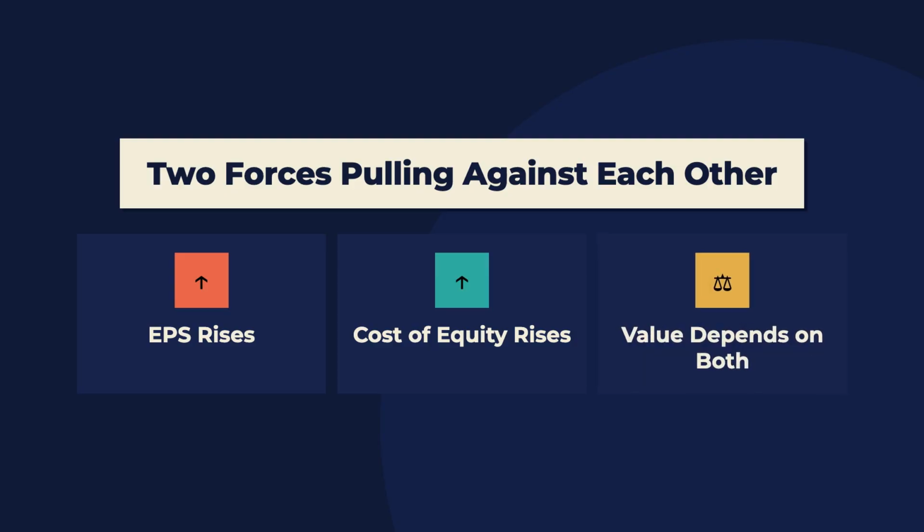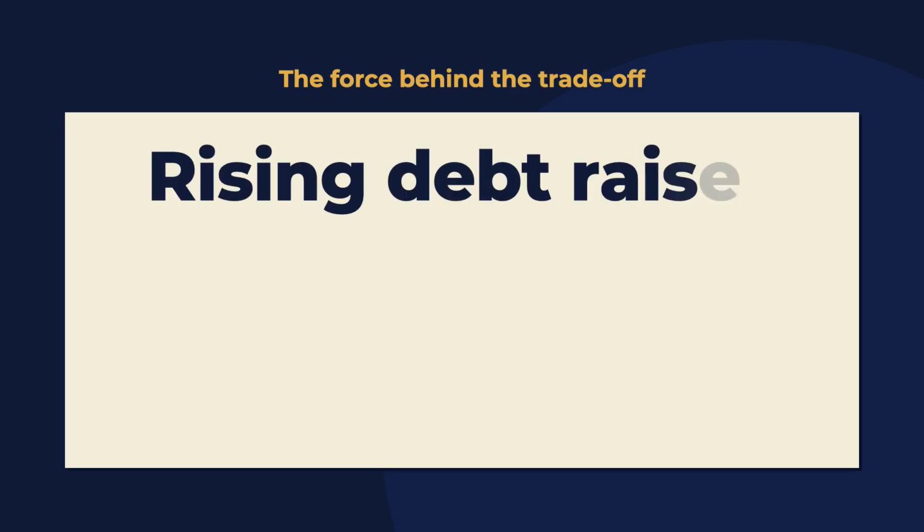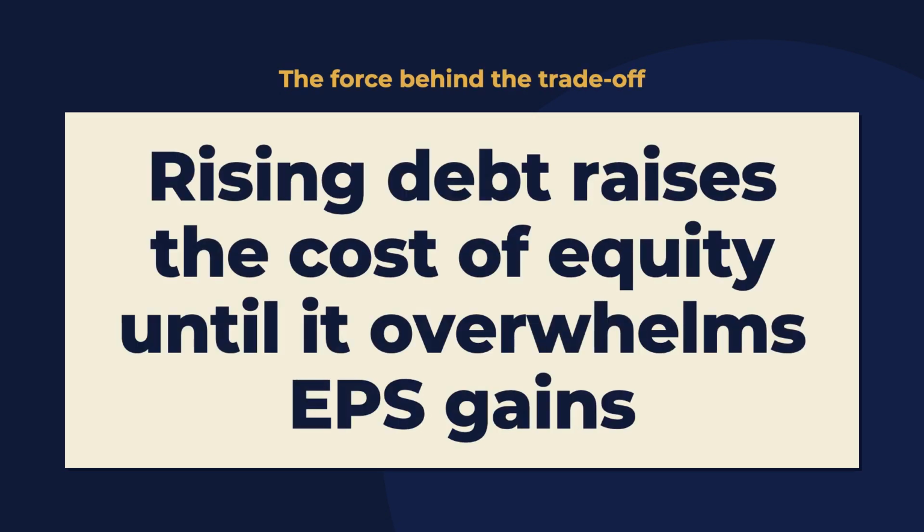A higher earnings stream valued at a higher required return does not automatically mean a higher share price. Rising debt raises the cost of equity because shareholders demand more for greater financial risk. And this acceleration, once the stress threatens, is the force that eventually offsets and overwhelms the per-share earnings benefit of debt.